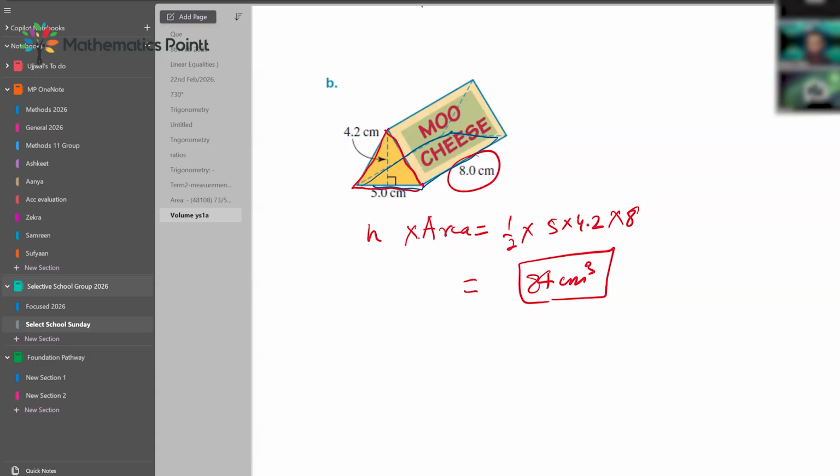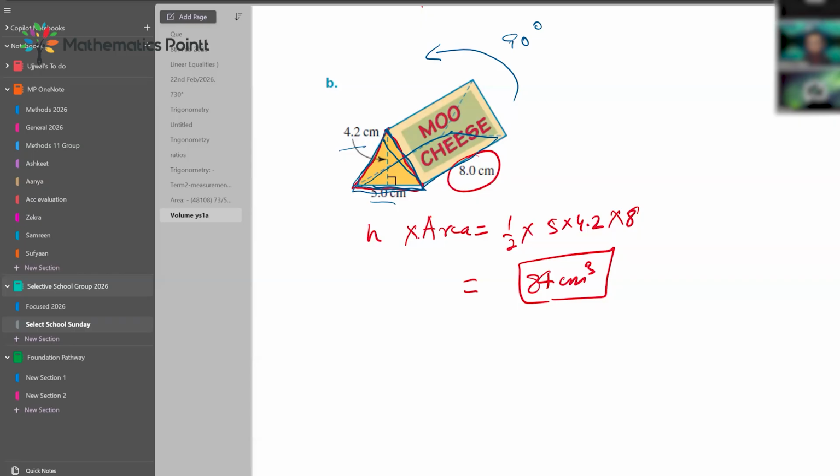So if you look at this question, I'm given the complete dimension of the triangle. So that means if I invert this, as an example, if I spin this 90 degrees, this will stand on this base. And therefore, this triangle is considered to be the base.